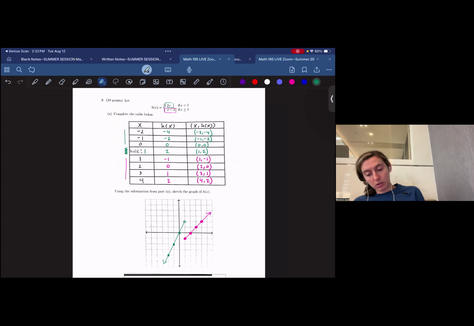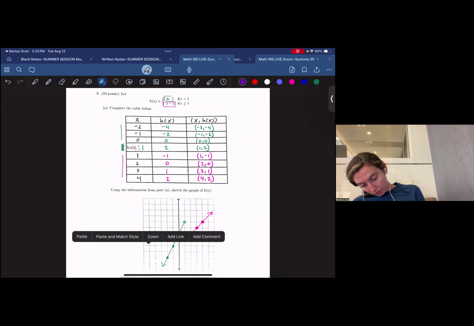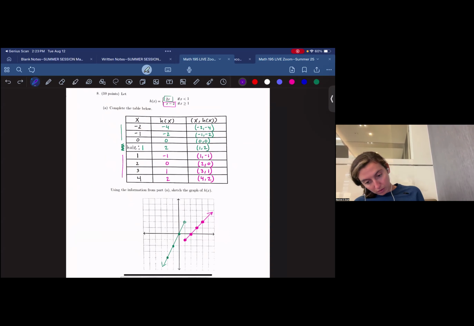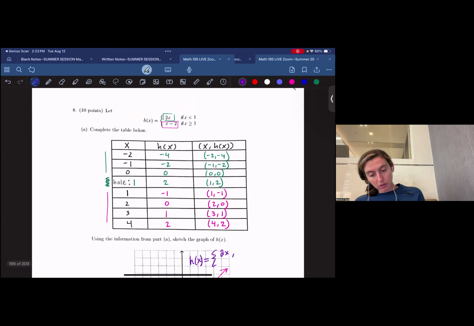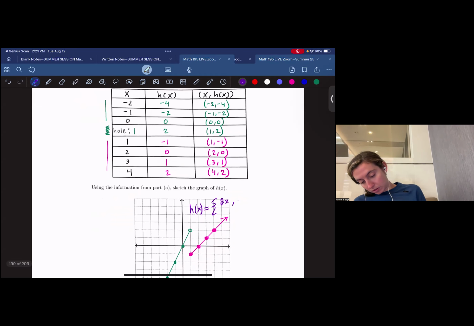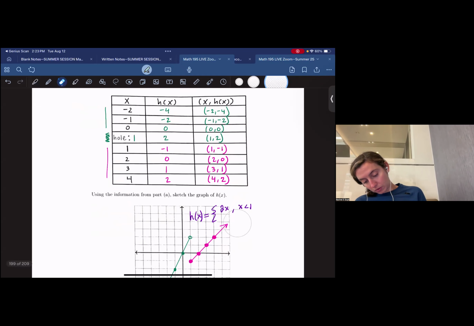And then let's not forget to write out h of x function. So h of x is equal to 2x when our x is less than 1, and x minus 2 when our x is greater than or equal to 1.